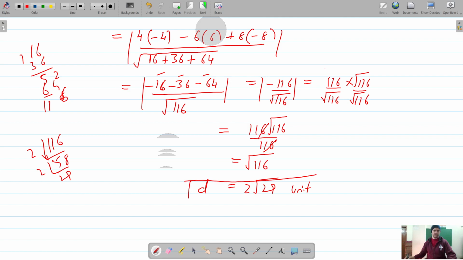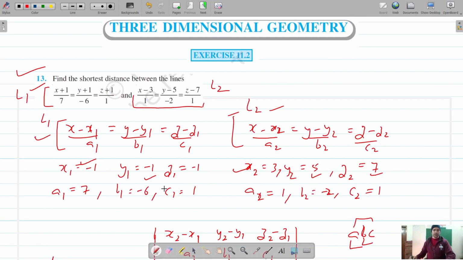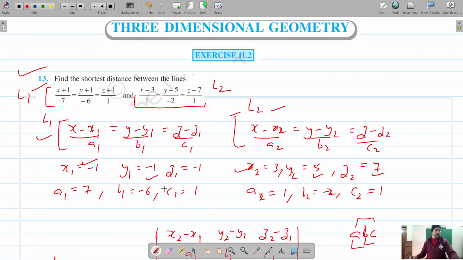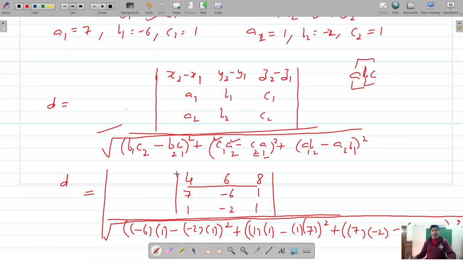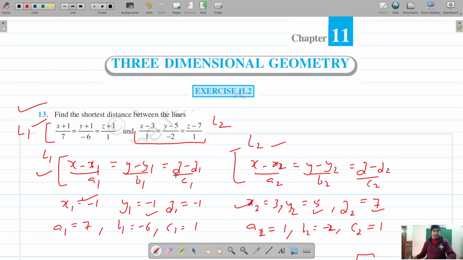So that's the distance, and that's the answer for question number 13 of exercise 11.2. Let's check if it is the correct one. Yes, it is. All right, so that works for question number 13. Thank you for watching.